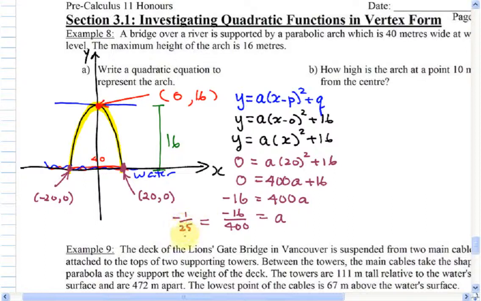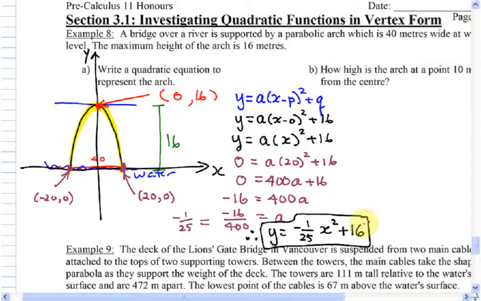So now your equation is y equals negative 1 over 25. That's your a value. Your x, and there's no p, so x squared plus q, which is 16. There you go. So now you've actually come up with an equation for this parabola.